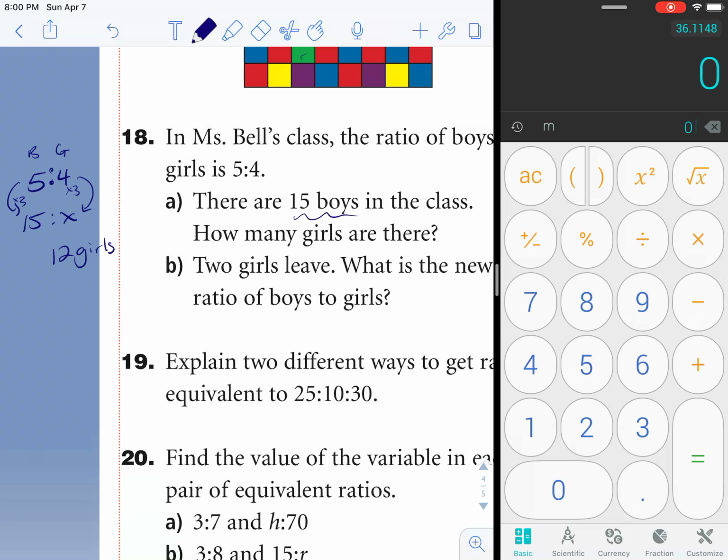2 girls leave. So we had 12, now we have 10. What is the new ratio of boys to girls? Well, that's 15 to 10, which you can reduce to 3 to 2.